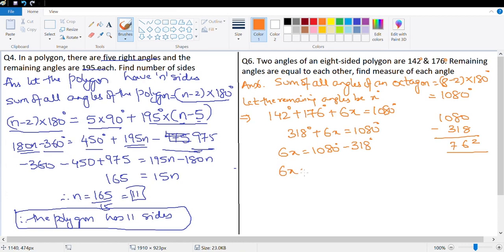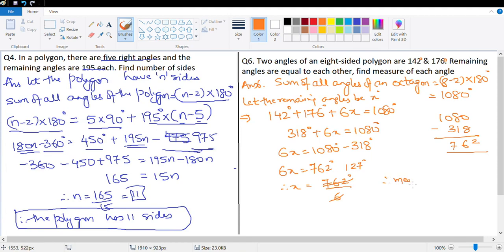So 6x is equal to 762 degree. Therefore, x is equal to 762 degree upon 6. So 6 ones are 6, that's 12. 6 twos are 12, that's 42. So that's 127 degree.